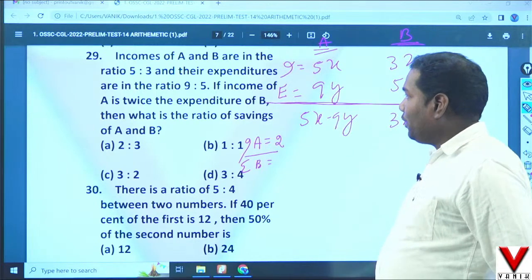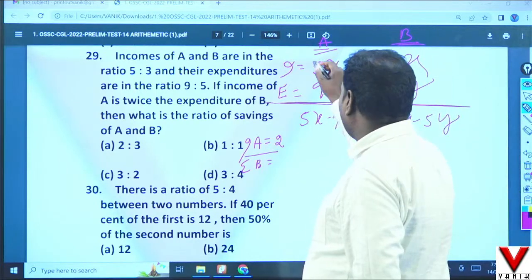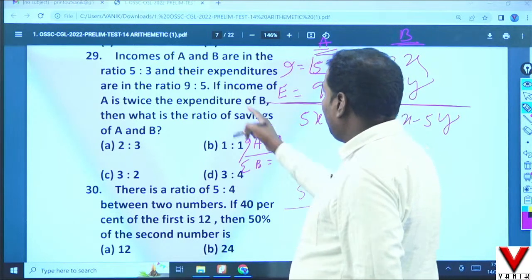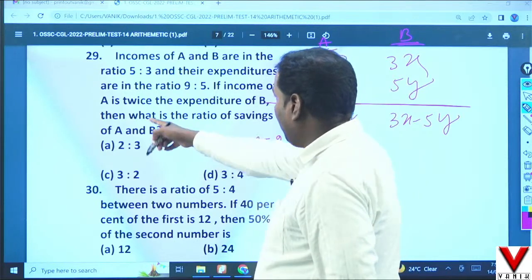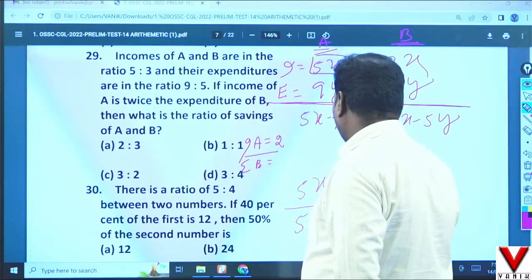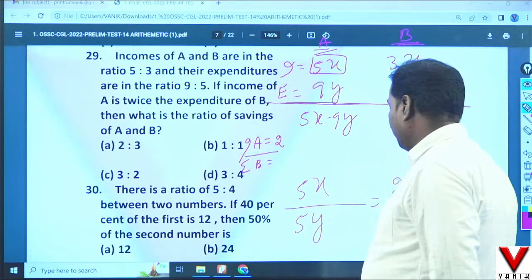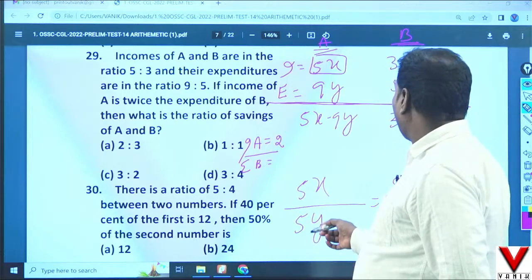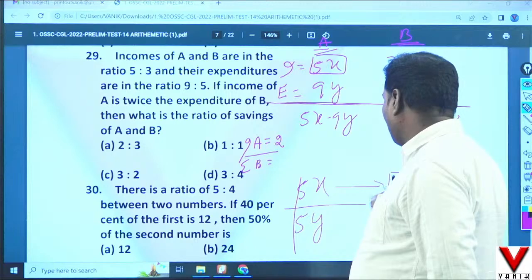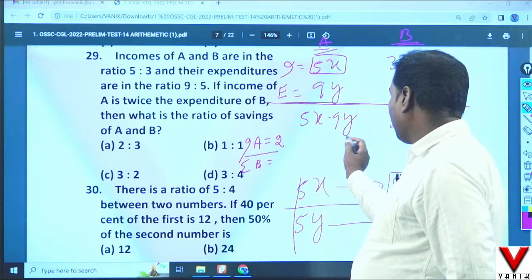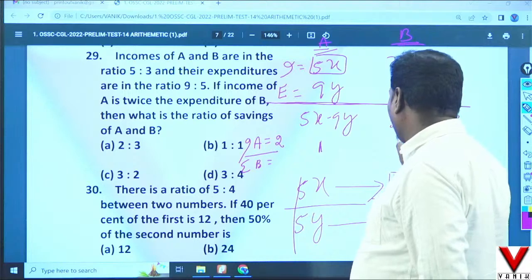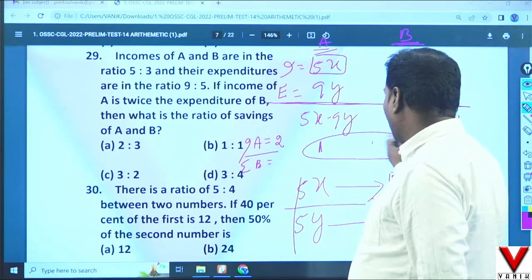Then one piece of data is given in the question: the income of A is twice the expenditure of B. Income of A is 5x, expenditure of B is 5y, so x by y is equal to 2 by 1. That means x is 2 and y is 1. 5 times 2 is 10 minus 9 times 1 is 1, then 3 times 2 is 6 minus 5 times 1 is 1. This ratio is equal to 1:1.